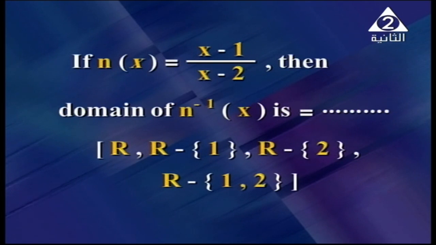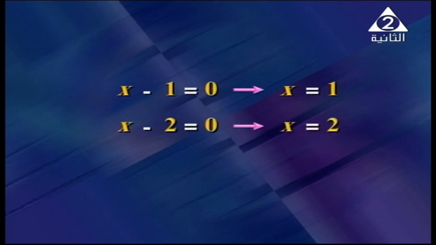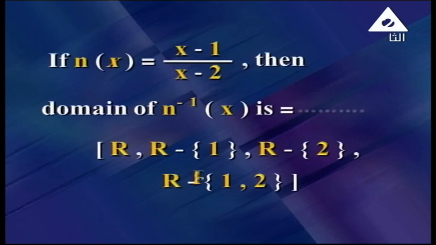We are going to notice that this algebraic fractional function has a multiplicative inverse. So in case it has a multiplicative inverse, its domain will be R minus the set of zeros of both the numerator and denominator. How? By this way, x minus 1 equals 0, so x equals 1. And x minus 2 equals 0, so x will be 2. In this case, we can say that the domain of n inverse of x is R minus {1, 2}.